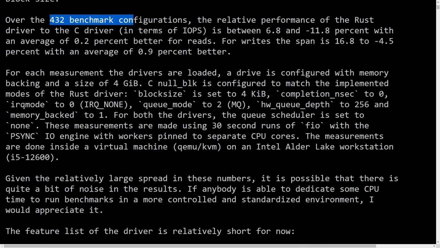With over 432 benchmark configurations, the relative performance of the Rust driver to the C driver in terms of IOPS, input/output operations per second, is between 6.8 and negative 11.8%, meaning anywhere from 6.8% better to 11.8% worse than its equivalent C driver, on the average of 0.2% better for reads, and for writes, it has a span of 16.8 to negative 4.4% with an average of 0.9% better than C.